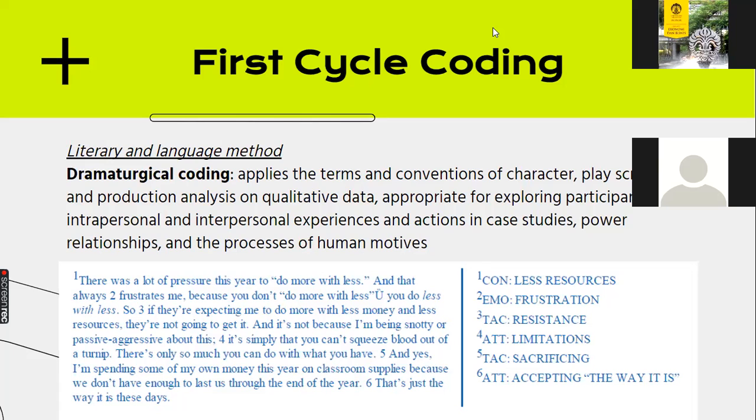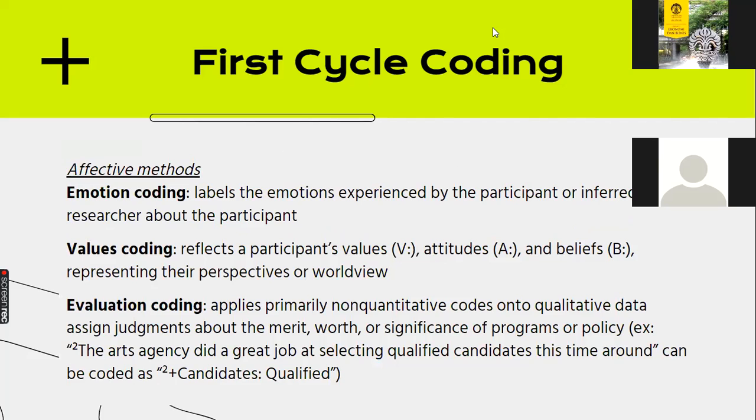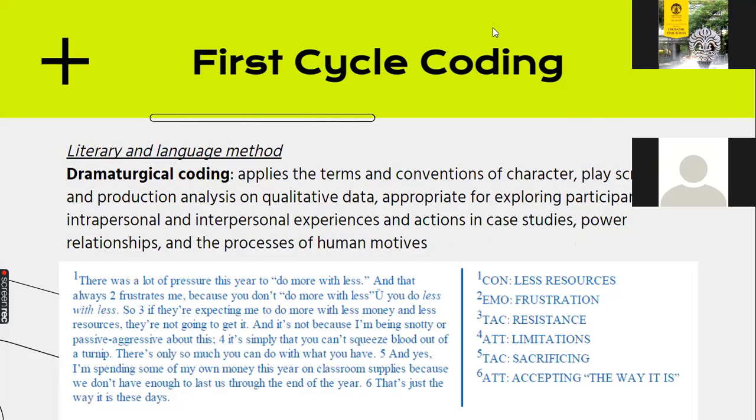And we can see that on the right side, there's the code. The number one is a con with less resources. This is similar to the previous one, which was evaluation coding, this consists of different parts. The code number itself, the code con, which is C-O-N, which stands for conflict, and then the subcode, less resources.